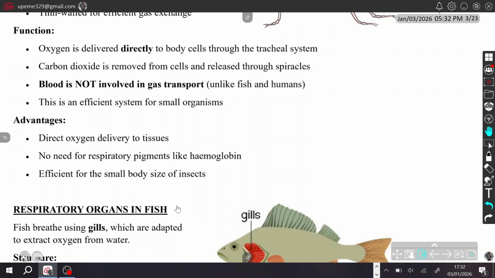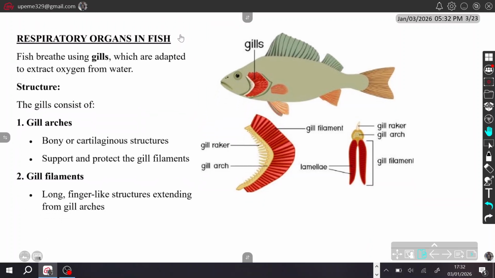Next we move to the respiratory organs in fish. Fish breathe using gills, which are adapted to extract oxygen from water. So in short, the gill system is what is used in fish. Let's talk about the structure.